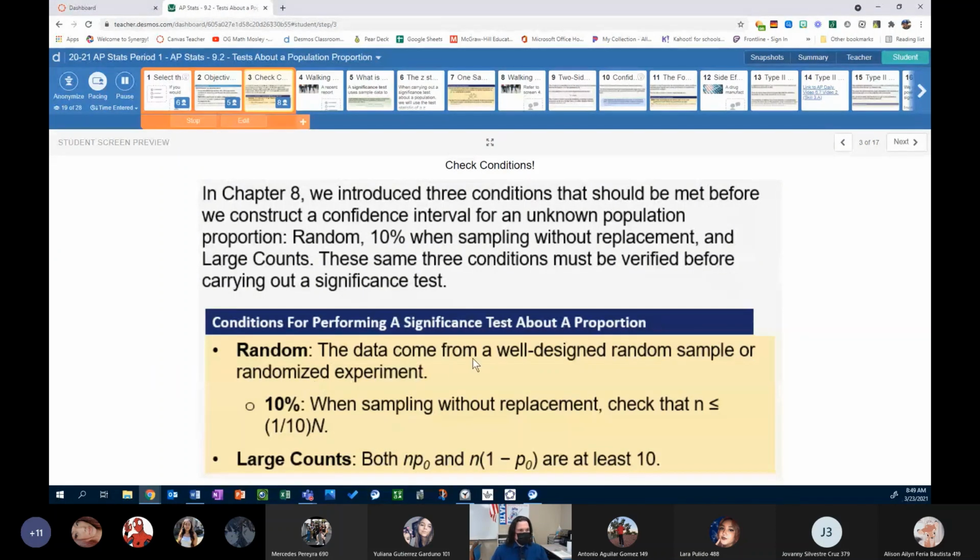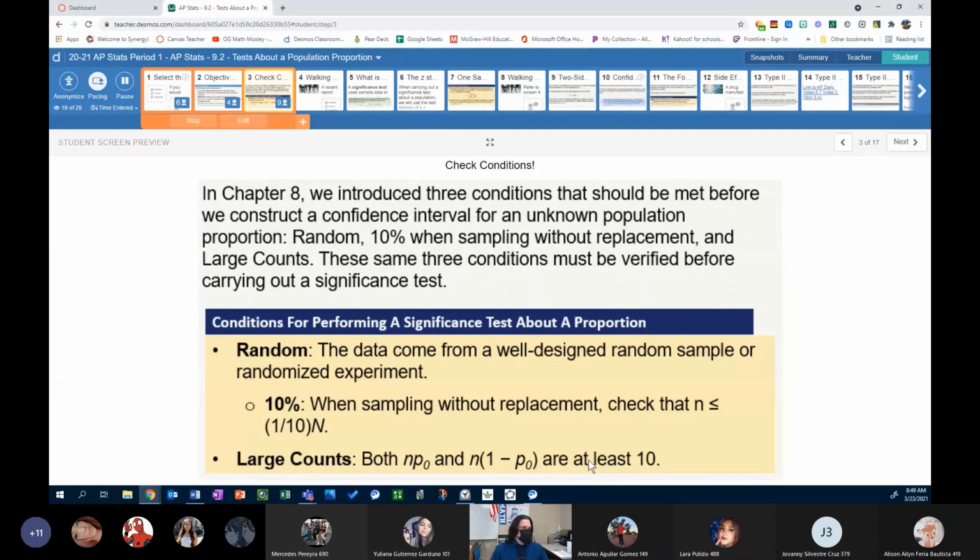Random: the data come from a well-designed random sample or randomized experiment. 10% when sampling without replacement: check that n is less than or equal to 1/10 of N, where little n is the sample size and big N is the population size. And large counts: both n times p naught, where p naught is the assumed proportion from our hypothesis, H naught, the null hypothesis, and n times 1 minus p naught, are at least 10. So these are the same 3 conditions we've been working with, right?